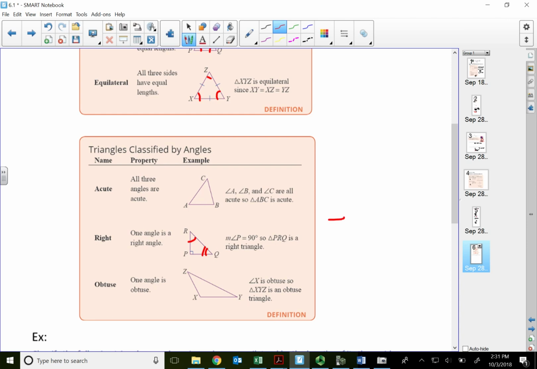Because the angles of a triangle always add up to 180 degrees. So if one is 90, the other two have to add up to the other 90. Therefore, the two 90s together give me a triangle's 180 degrees. Obtuse triangle simply means one angle within the triangle is greater than 90 and less than 180.